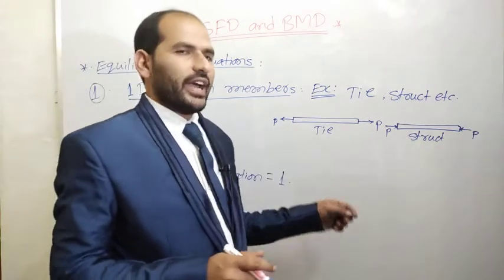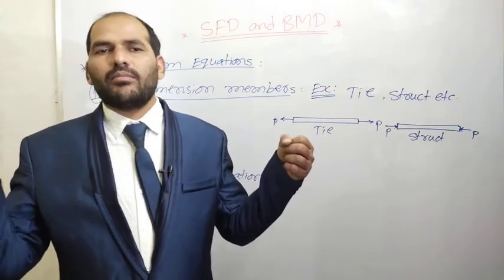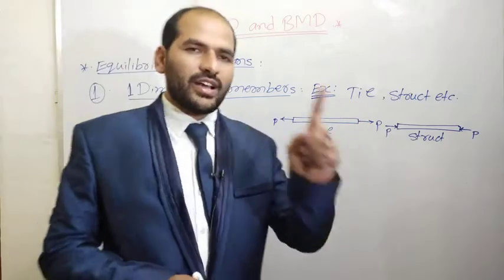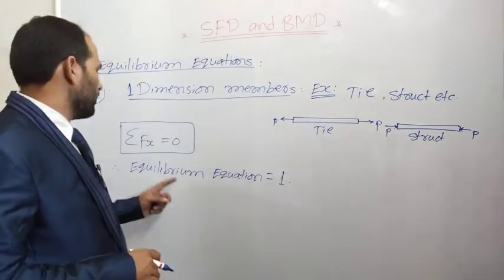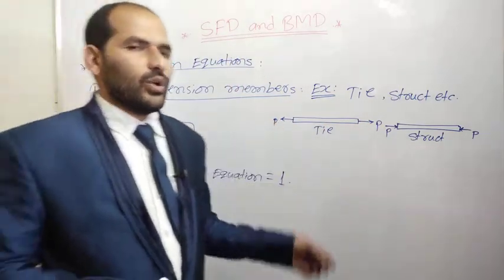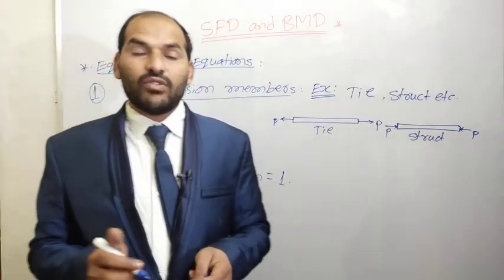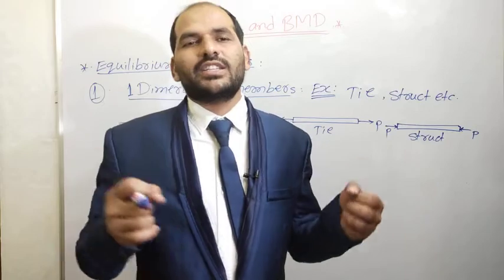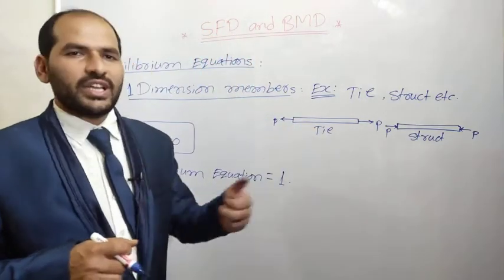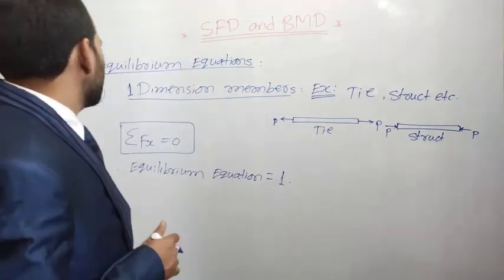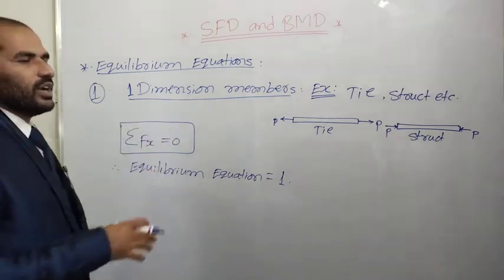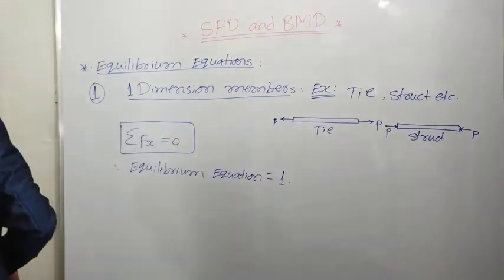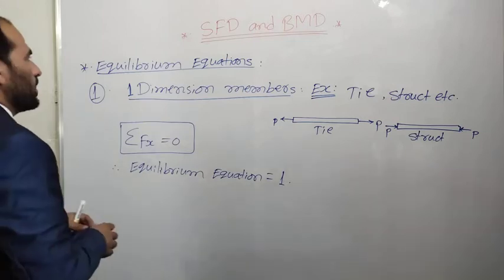The load is acting away from the member here, and here the load is acting towards the member. Both are one-dimensional members only. For a one-dimensional member, the summation of the forces along the x direction must be 0. Here there is only the x direction. So this is the equilibrium equation of a one-dimensional member, only one equilibrium equation.